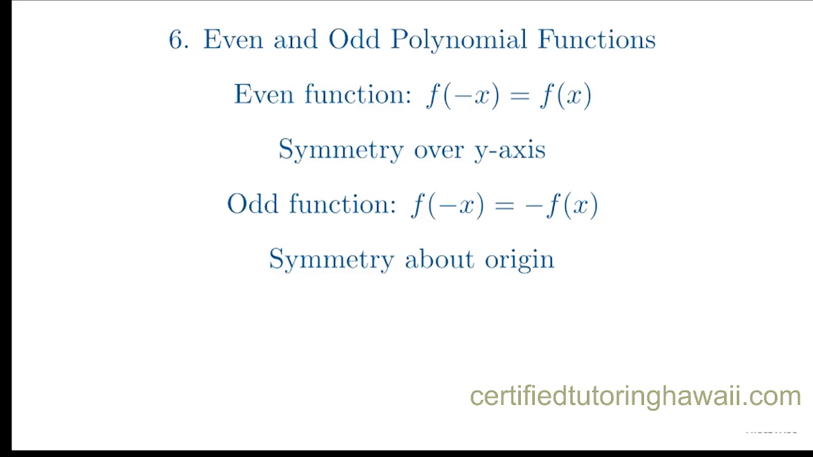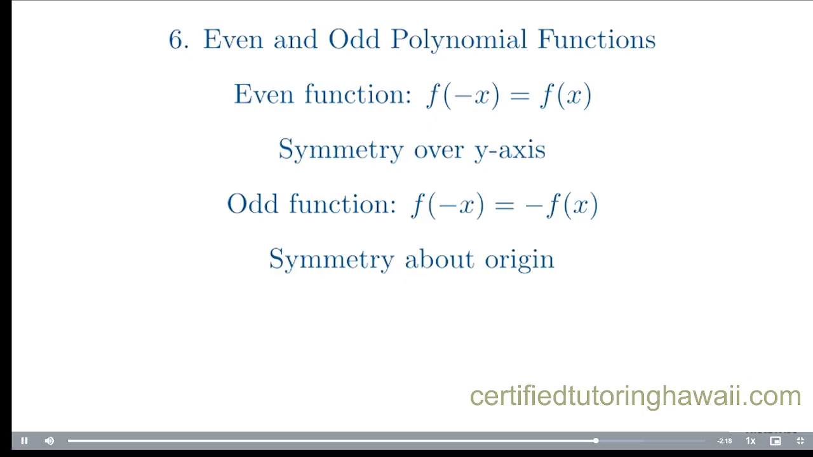An important side note for polynomials. An even polynomial contains only even powers of x, like x squared, x to the fourth, and constant terms. An odd polynomial contains only odd powers of x, like x, x cubed, and x to the fifth. A polynomial with both even and odd powers is neither even nor odd. Let's test an example. f of x equals x to the fifth plus 2x cubed.